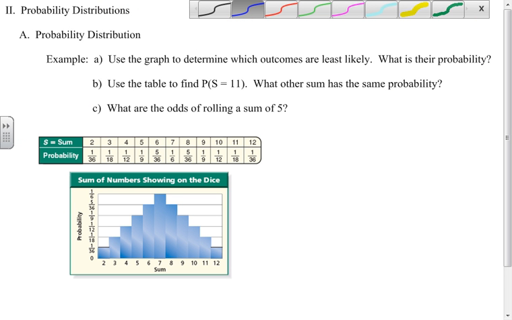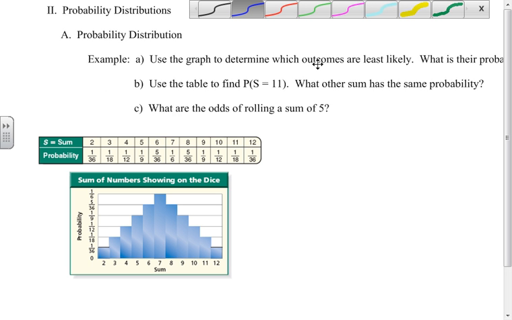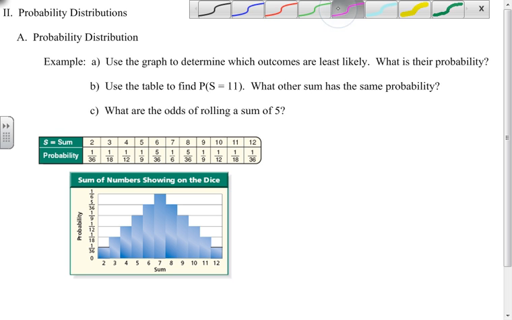Now we're talking about probability distributions in this slide. So we're going to use the graph to determine which outcomes are least likely. So that would be the lowest probability. What is that probability? So use the table to find the probability that the sum equals 11. So the probability that the sum equals 11 is 1 out of 18.